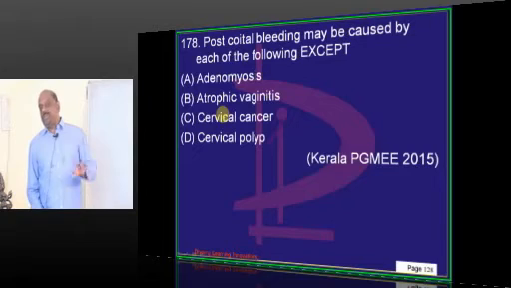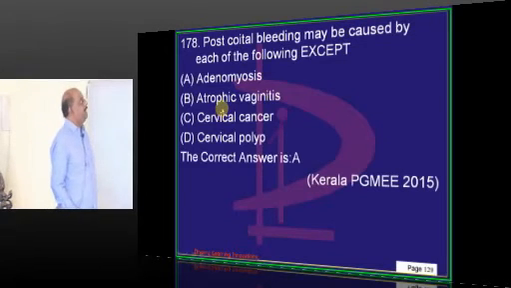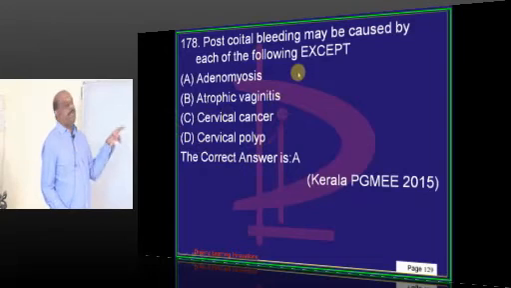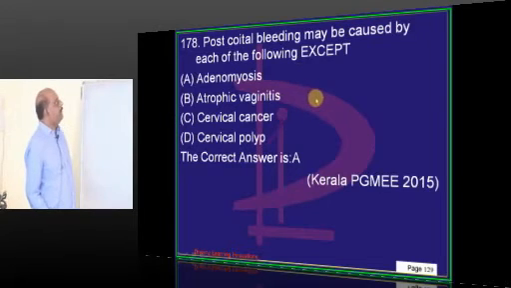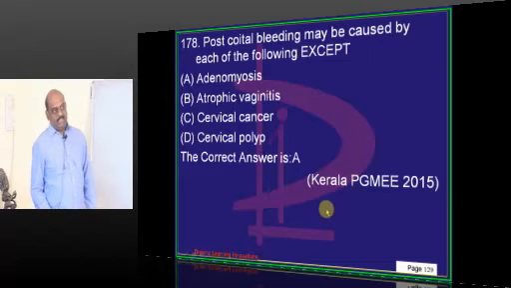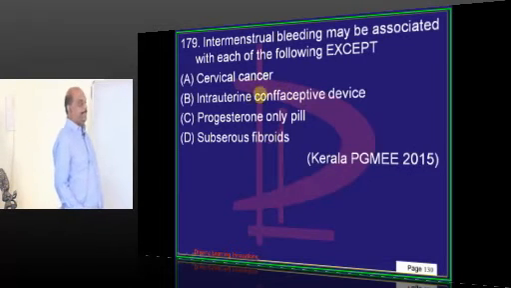What leads to postcoital bleeding? Atrophic vaginitis, cervical cancer, cervical polyp, all of them basically lead to the development of postcoital bleeding, but not adenomyosis. Fibroids and adenomyosis are a favorite topic of the examiner.